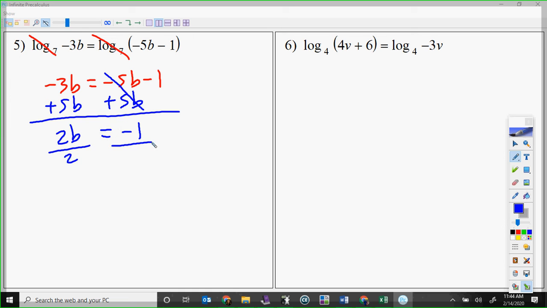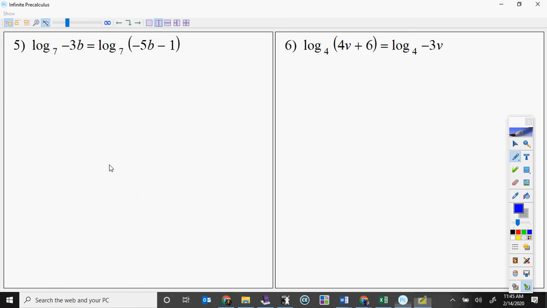Divide by 2. And I get negative 1/2. Alright, go ahead and try number 6. Alright, so the answer to 6 is negative 6/7. Okay, I will move on to number 8 and 9.